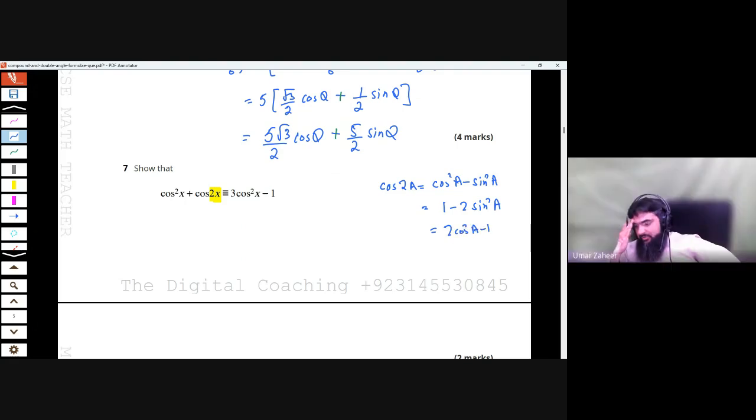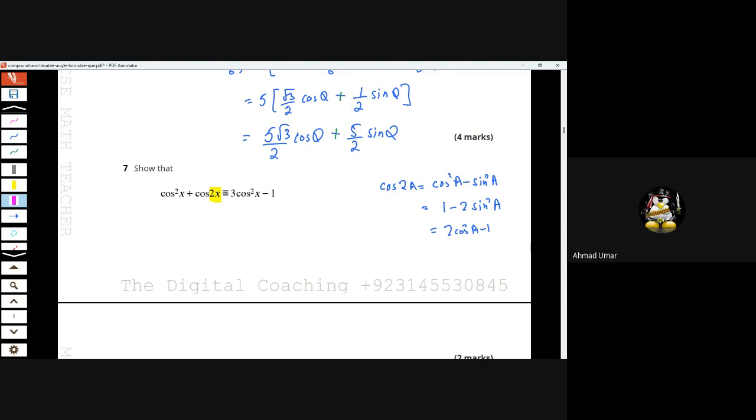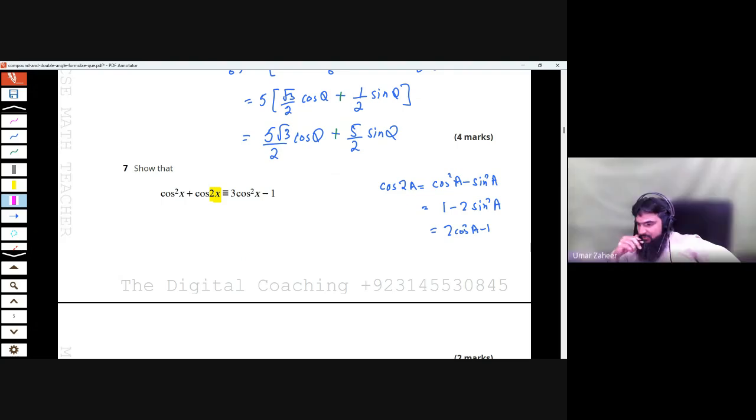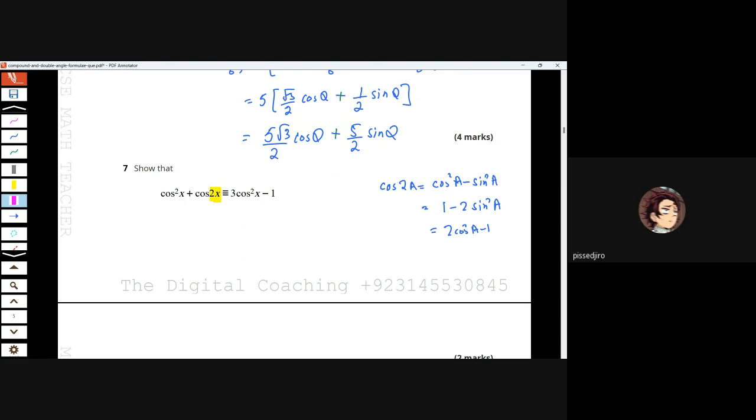Yes. So now we have to look for which is the suitable one here. Anyone? Which is the suitable one so you will get the right hand side? The third one. If you have to substitute the third one, 2 cos square of a minus 1. Yes.